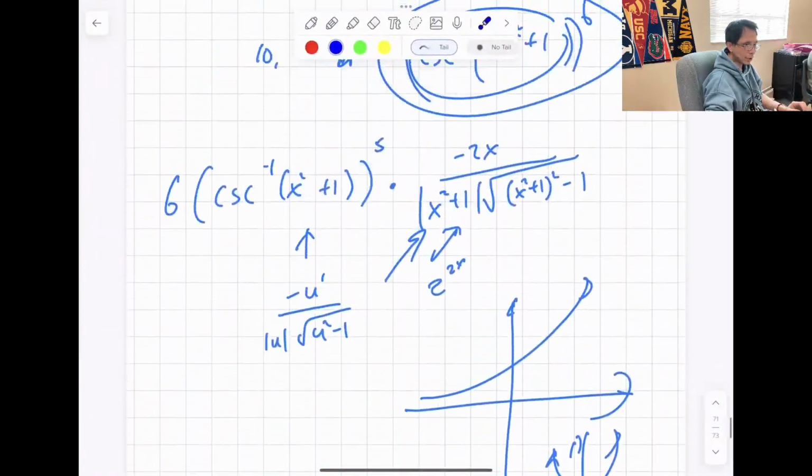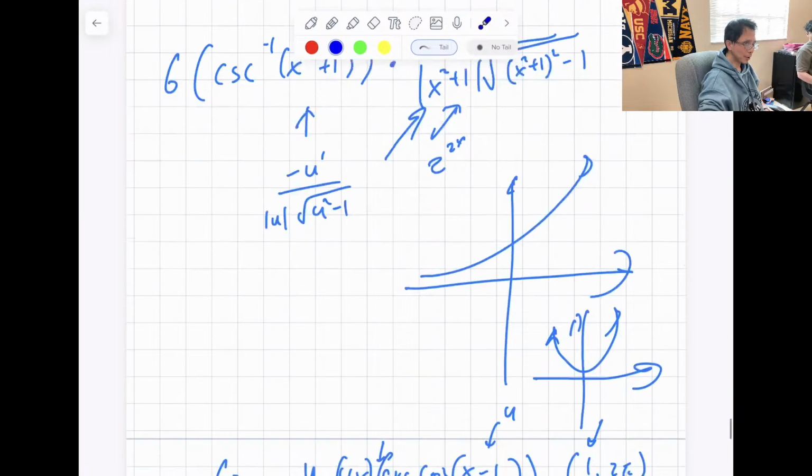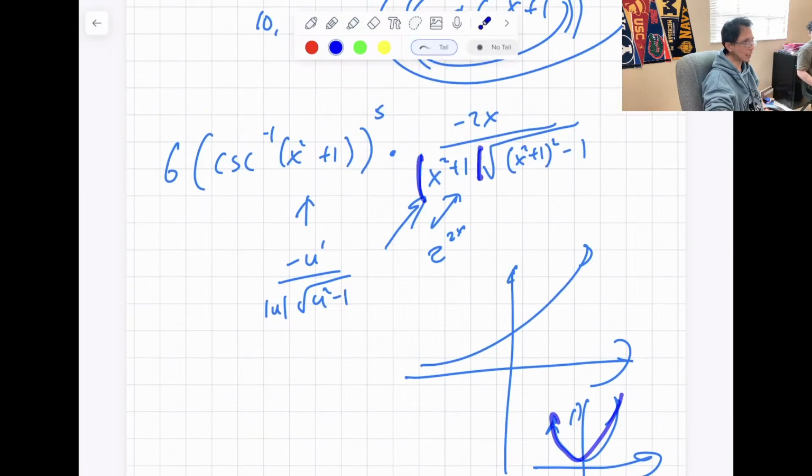Okay, another question I want to go over is this one. This one has a chain rule, and this one doesn't have a product rule. It's number 10. Yeah, for this particular case, why is the absolute value not needed? I don't have to put absolute value because x squared plus 1 is always positive. So think about x squared plus 1, it's a graph like this. So is this absolute value needed? No, it doesn't need it. It can be left alone.